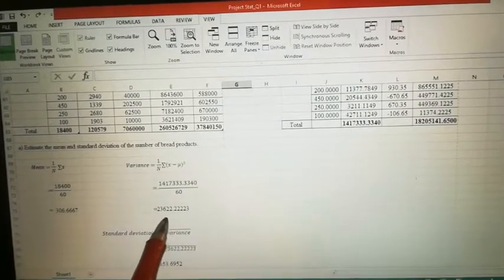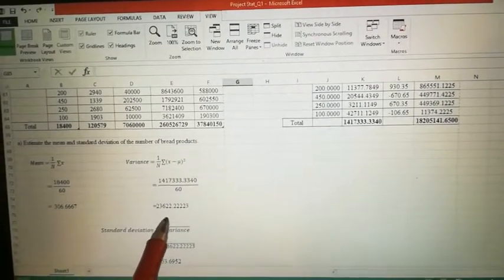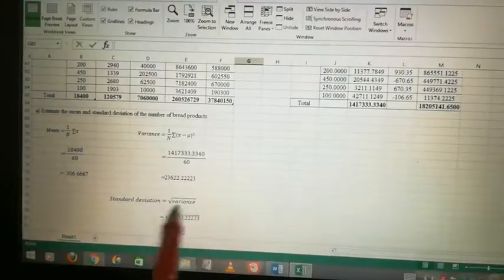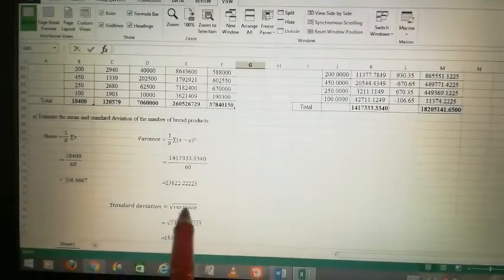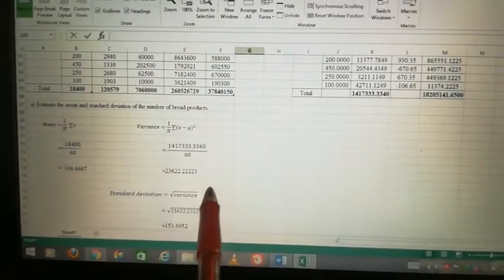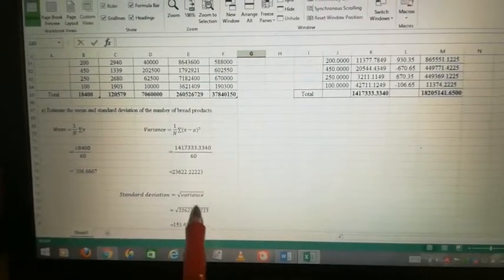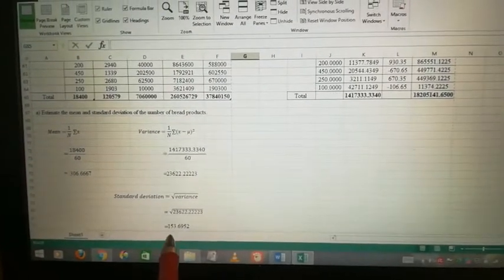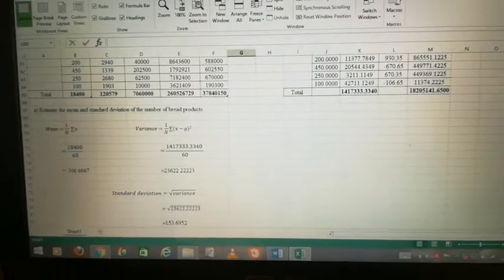Calculate until we get the answer 23,622.22223. The standard deviation is equal to the square root of variance. Before, we found the variance, then we just square root it to get the standard deviation. Then it is equal to 153.6952. Then we proceed to question number B.